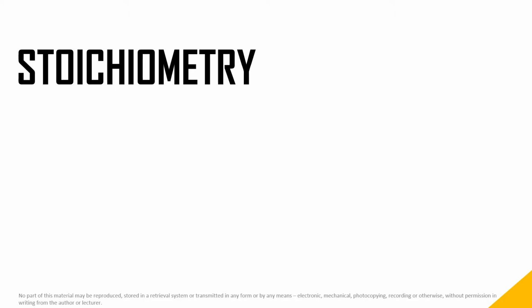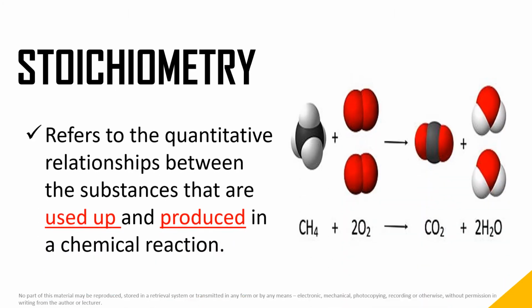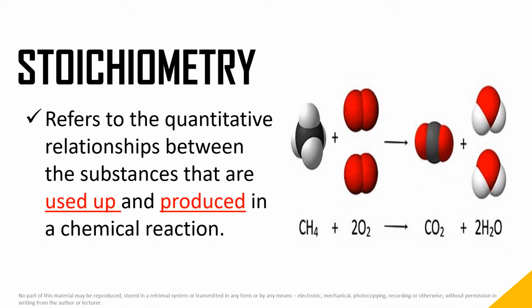When we talk about stoichiometry, this refers to the quantitative relationship between the substances that are used up and produced in a chemical reaction. For example, we have combustion of methane. And here, our reactants are methane and two molecules of oxygen. When combustion happens, it will yield a molecule of carbon dioxide and two water molecules.